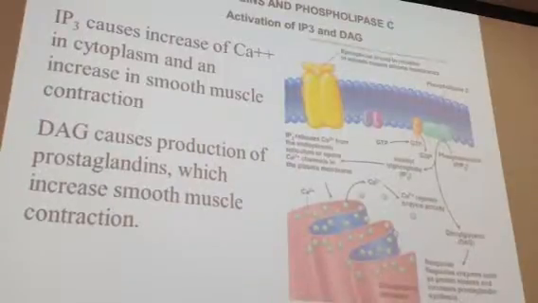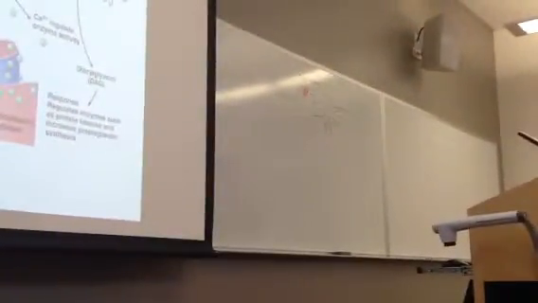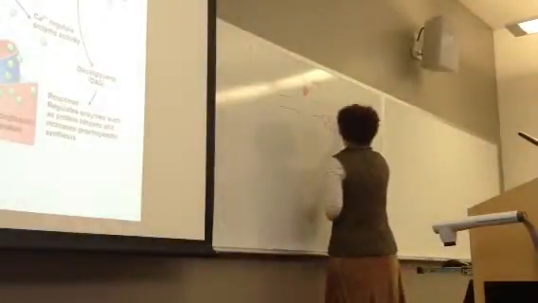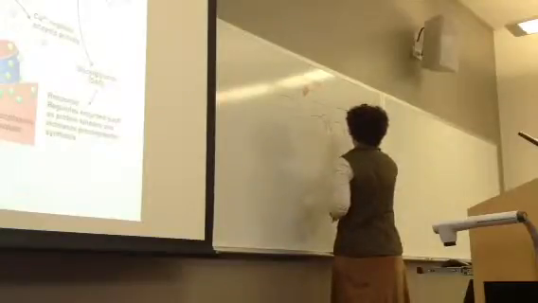This is the diagram you have. I have a couple of modifications to make to it, but we'll take those in stride. So similar to the first component with adenylate cyclase, we have a membrane-bound enzyme that is going to interact with our alpha subunit.